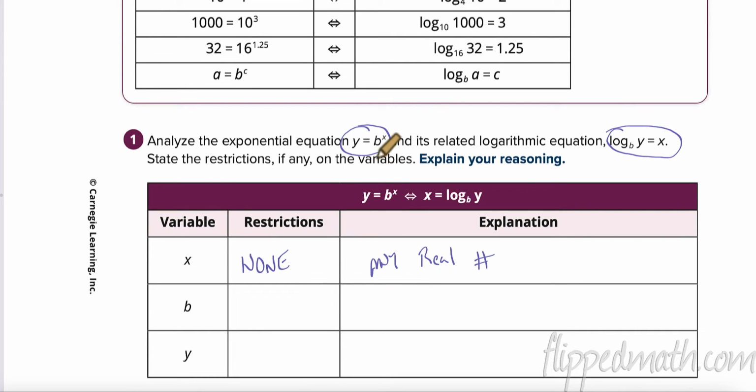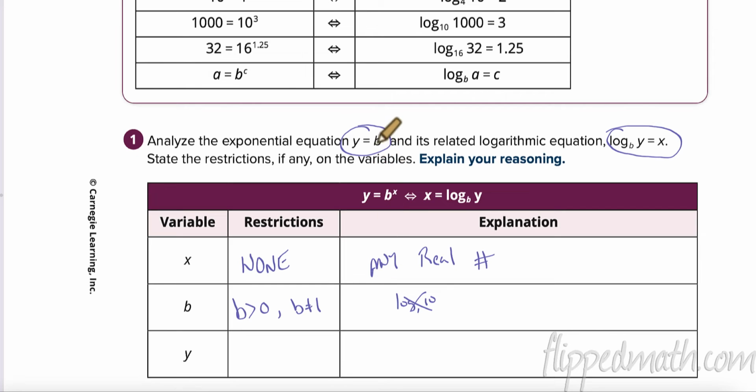Well, now let's look at b though. We talked about this with exponentials. B has to be greater than 0, right? And b cannot equal 1. So that's going to hold true for logs as well. So when we have a base of 0, we can't do that. We can't do anything of 0 or negative bases, and b cannot equal 1. So if you saw log base 1 of 10, we know we couldn't do that, okay?